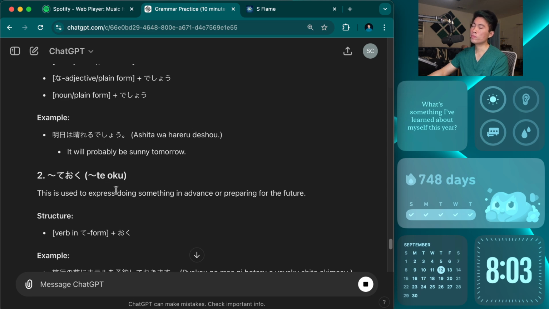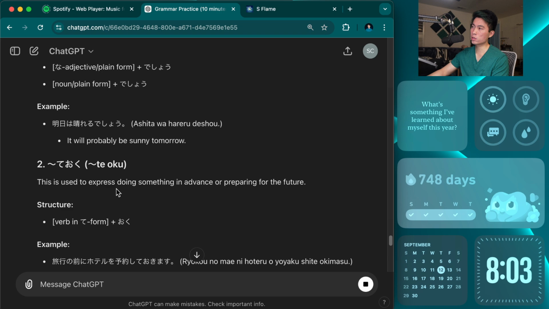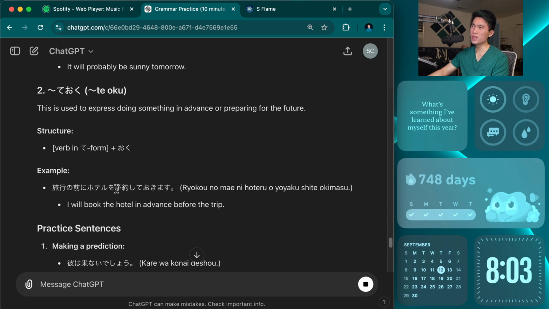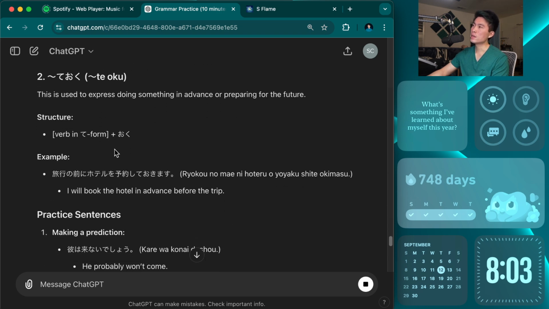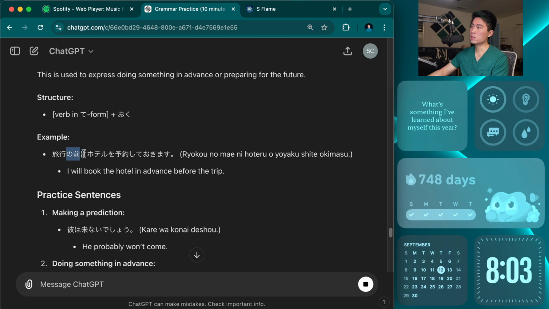ておく. We also learned this one, like to do something in preparation. Never really used it though. It's like I don't get when I should use it. Express doing something in advance or preparing for the future. 旅行の前にホテルを... I'm guessing this is 予定? の予約しておきます. I will book the hotel in advance before the trip.